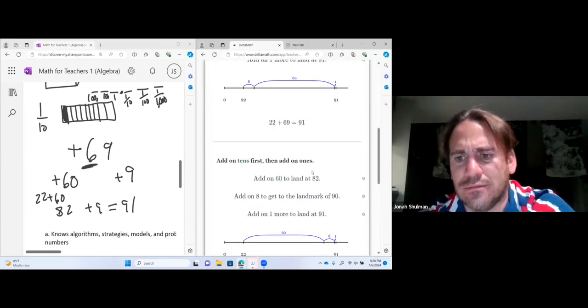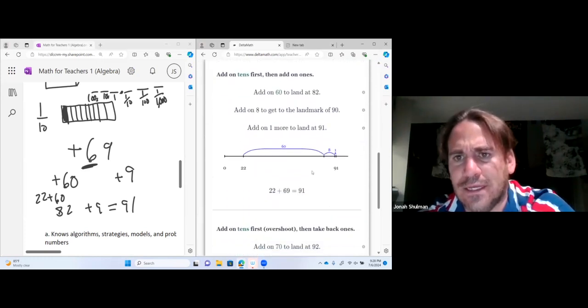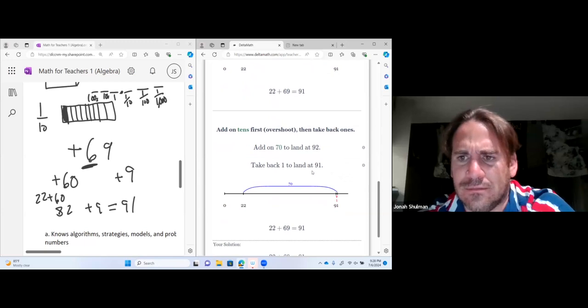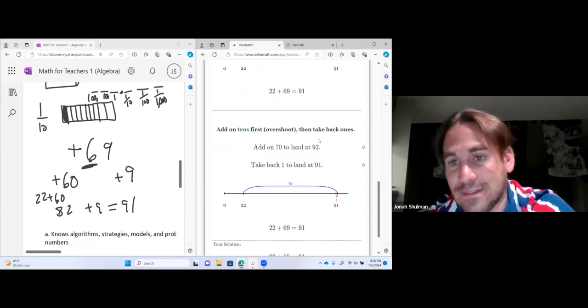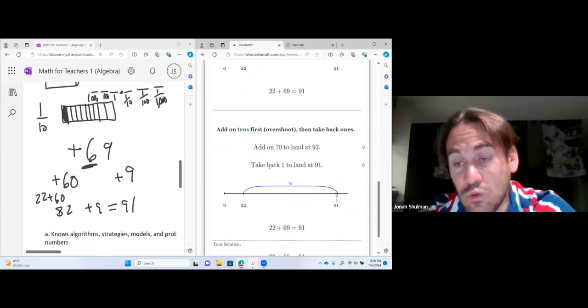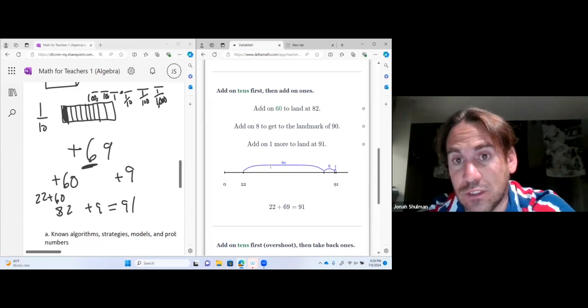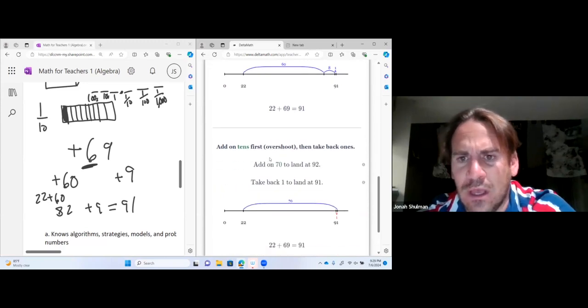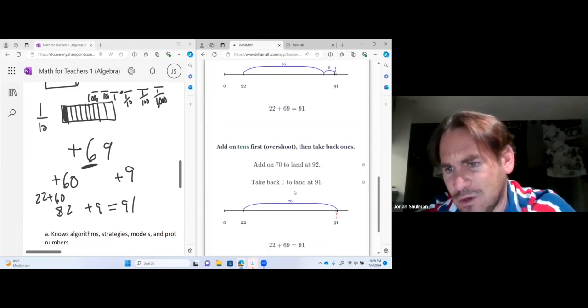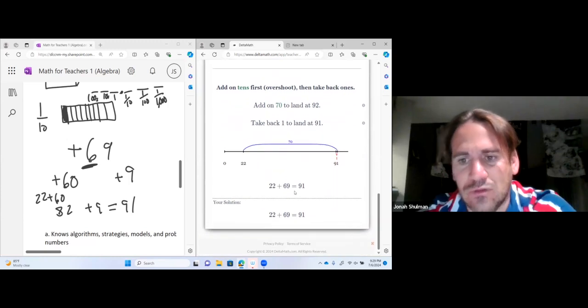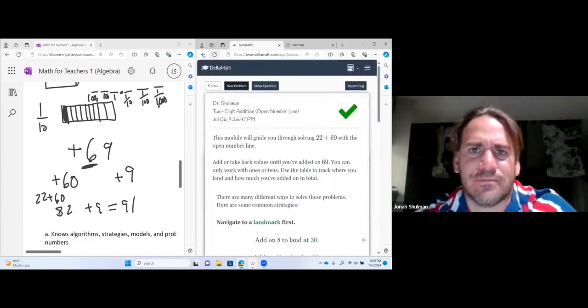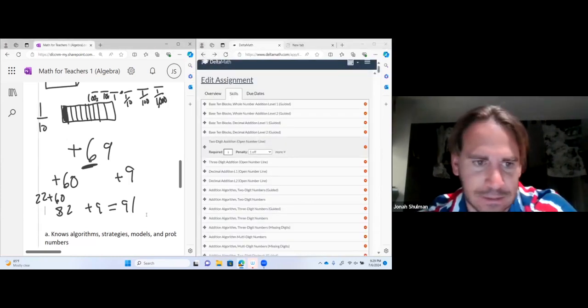Ta-da! Add tens and then add ones. Or we could add 70 and subtract it. Ooh, I like that one. So these are a bunch of ways we can do it. Add tens first, add ones, or add tens first, overshoot, and then go back one. I like that too. Either way, you're going to get the 91. I need some more space.